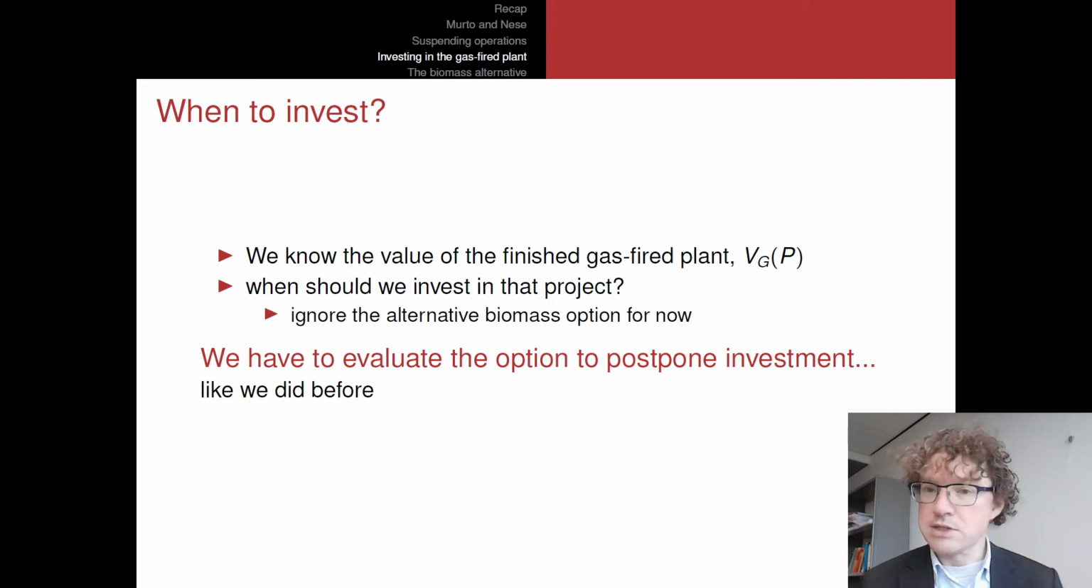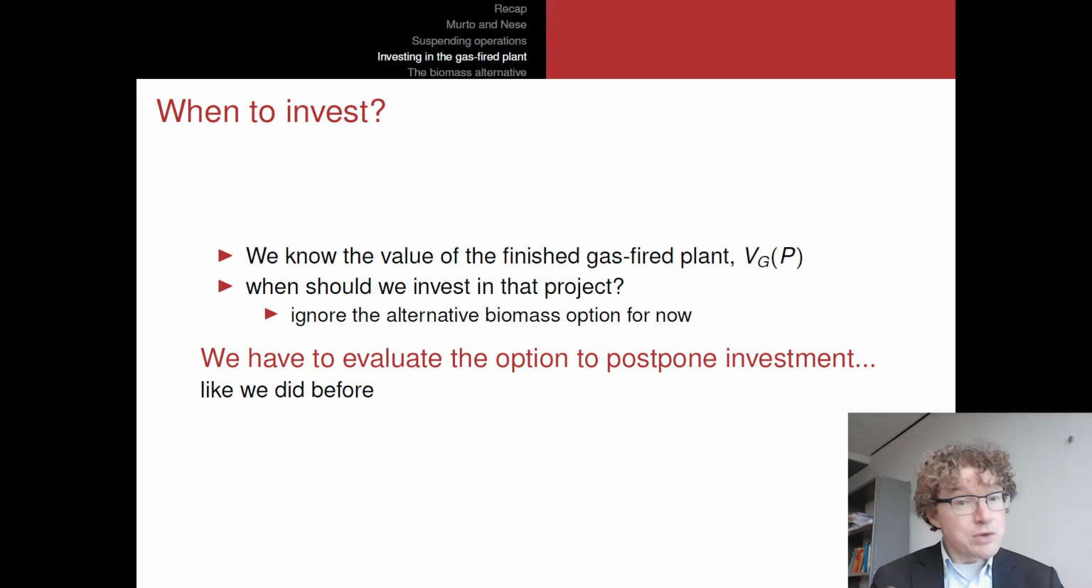So the question now is, do you want to invest in this plant, right? Now, of course, that's going to depend on what the gas price now is, because that's going to matter for the value of this plant. So the question is, when should we invest? So for what values of the gas price P should we be making this investment? So for the moment, let's just ignore that there might be this alternative option of investing in the biomass plant.